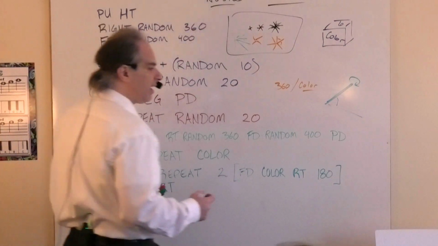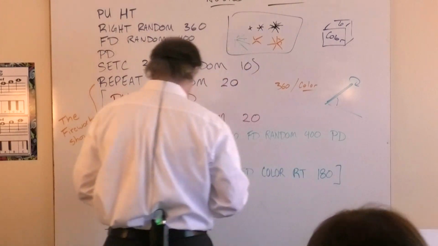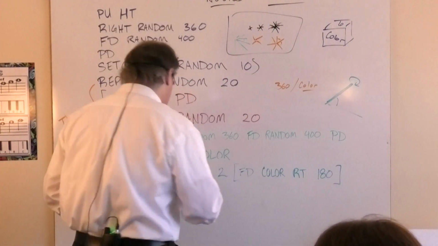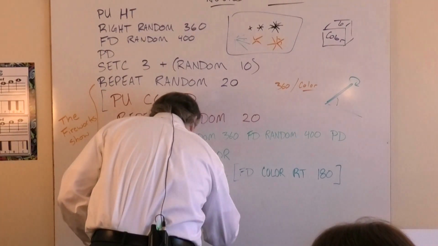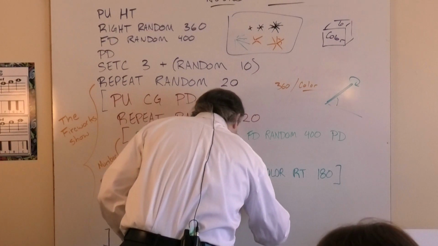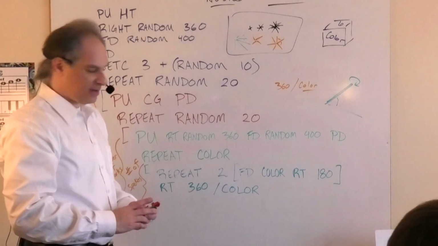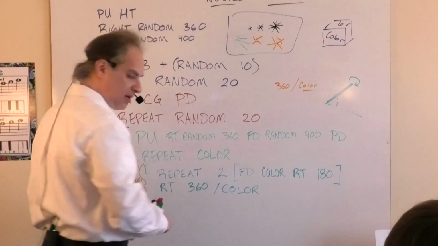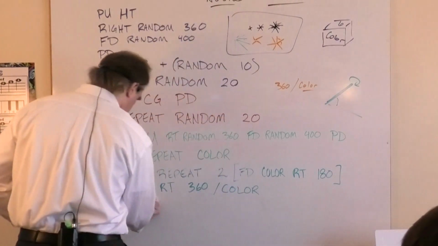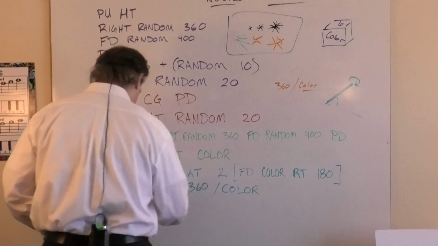We already determined that. 360 divided by color. Yeah, I know you know. 360 divided by color. And that's going to get us our angle every single time. So right, 360 divided by color, and then looks like we're done there. Just pull this guy up. This is green.